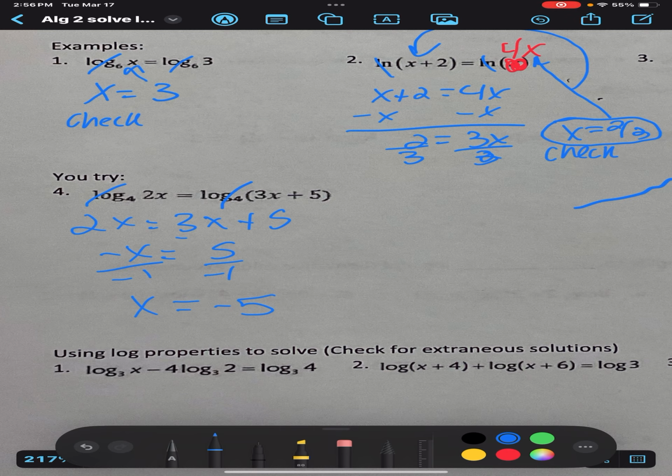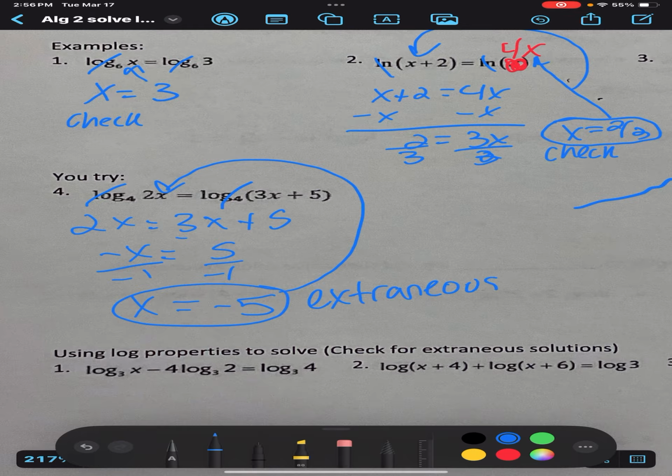Yep. All right. Now we check. If I plug negative 5 into here, 2 times 5, that's negative 10. Oh, biscuits and gravy, buttons and bows. What do we do now? Extraneous. There is no solution. Oh, all that work for nothing.